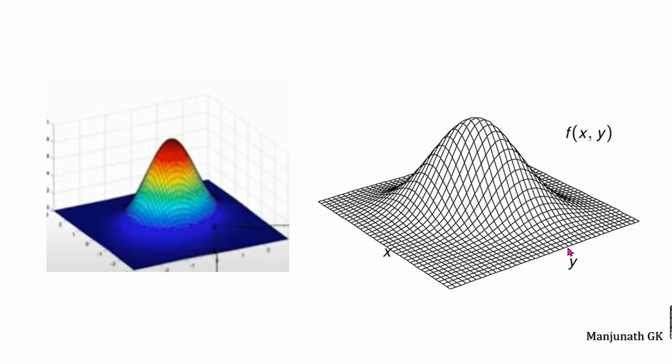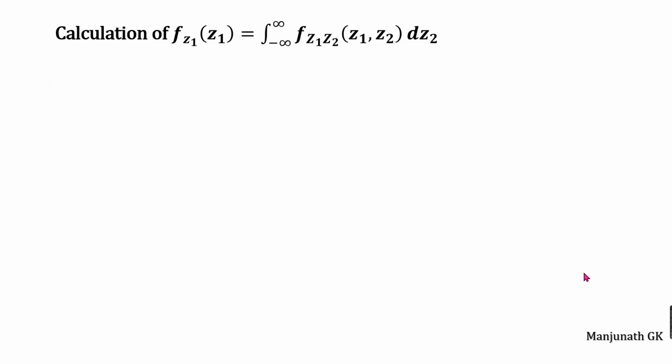An example of a Gaussian bivariate PDF is here, and it is a bell-shaped curve. Instead of z1 and z2, x and y are used as independent variables here, whereas there we have used z1 and z2. Here two different independent variables, x and y, are used. All right.